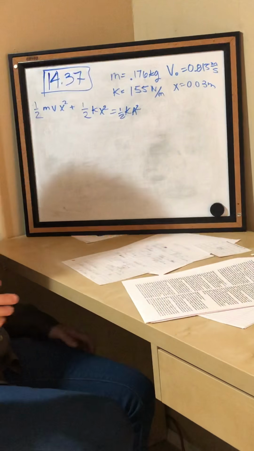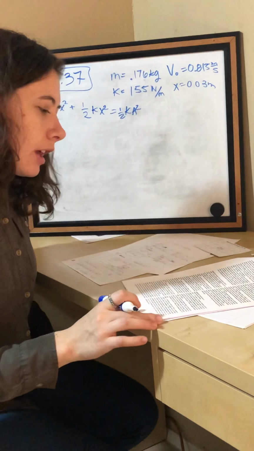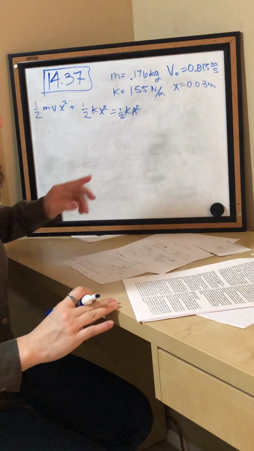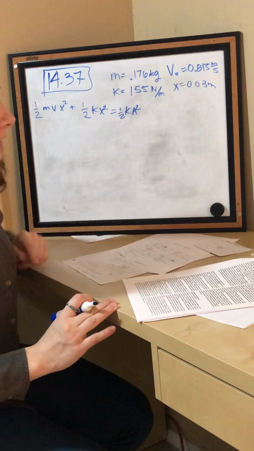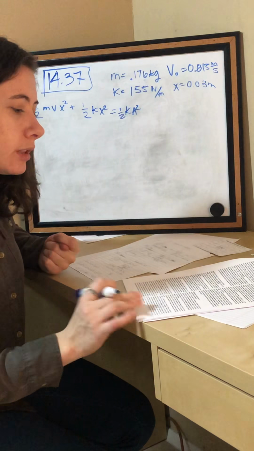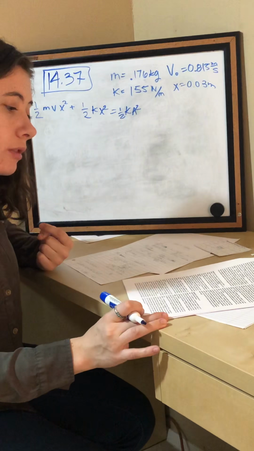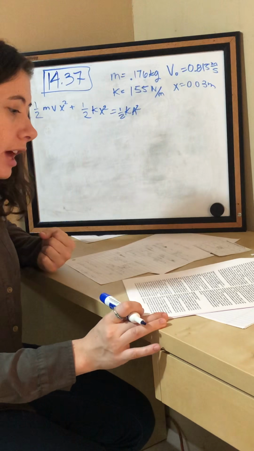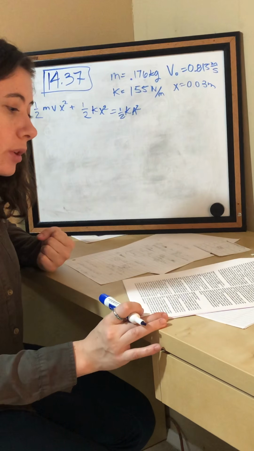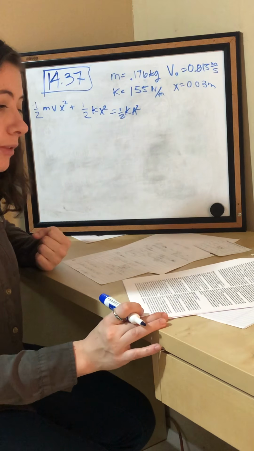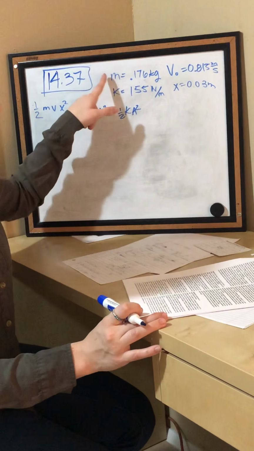Okay, so here we're doing problem 37, and I have here what it says in the problem. It has a 175 gram glider on a horizontal frictionless air track attached to a fixed ideal spring with a force constant of 155 Newtons per meter. That's the force constant, that's the mass.